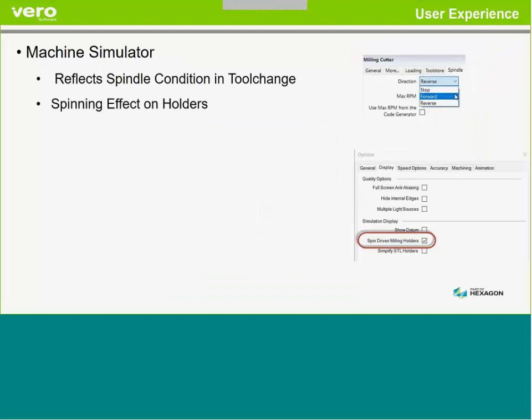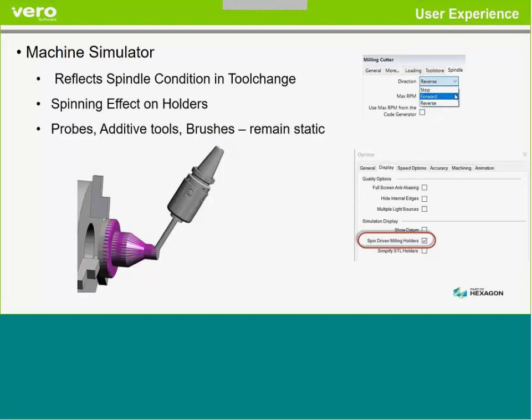When we're in the machine simulator, we'll now find that we've got the ability to affect the spinning of the tool. It's true to say that yes, we had spin-driven milling holder options inside the simulator, but it would never obey what it saw inside the tool change. Now we can overwrite it, or as I say, it will now be genuinely obeying what it sees inside the tool change. So in other words, if you had a probe or any type of tool that shouldn't spin, therefore it shouldn't spin inside the simulator. So that's now true to the spindle condition inside Edgecam.